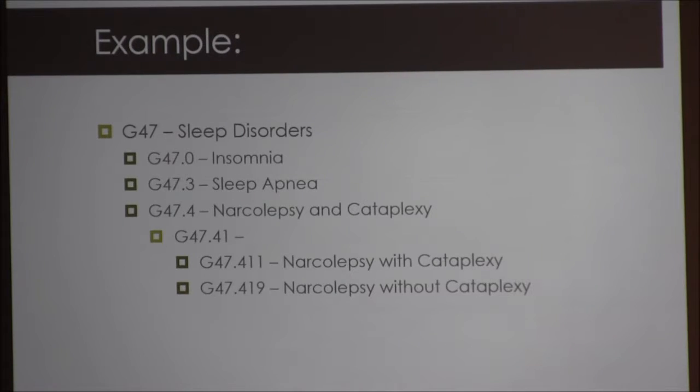Let's look at an example. G47 is typically the ICD-10 code for sleep disorders. G47.0 is insomnia, G47.3 is sleep apnea, G47.4 is narcolepsy and cataplexy. If you go even further, G47.411 is narcolepsy with cataplexy, and G47.419 is narcolepsy without cataplexy.